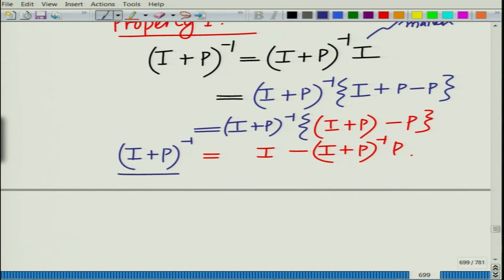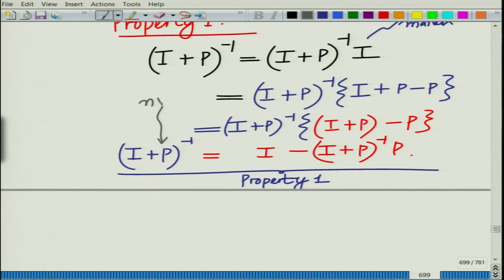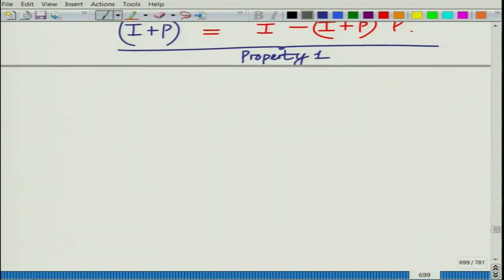Okay. So, this is your expression for I plus P inverse, and this is essentially what we are calling property 1. Naturally, this holds when P is a square matrix, let us say n cross n, and I is the n cross n identity matrix. All the matrix sizes have to be compatible. So, we are considering a square matrix P and identity matrix I of the same size. Fantastic. Let us now look at the next property, property 2.